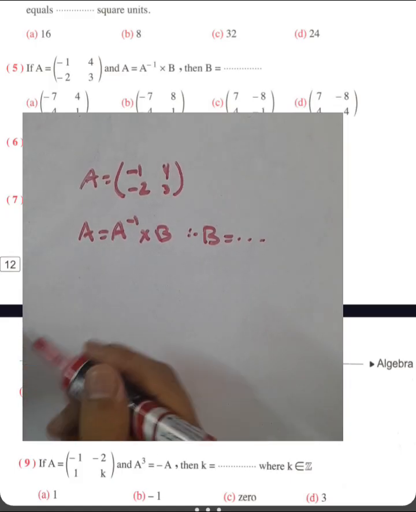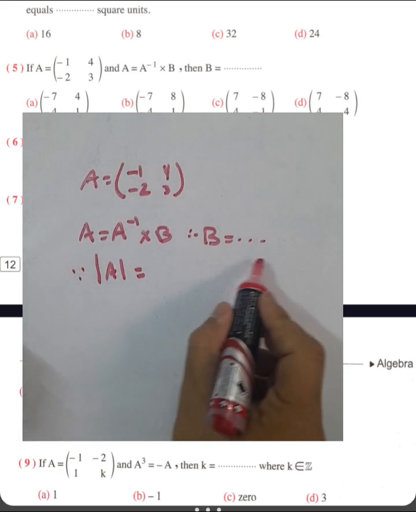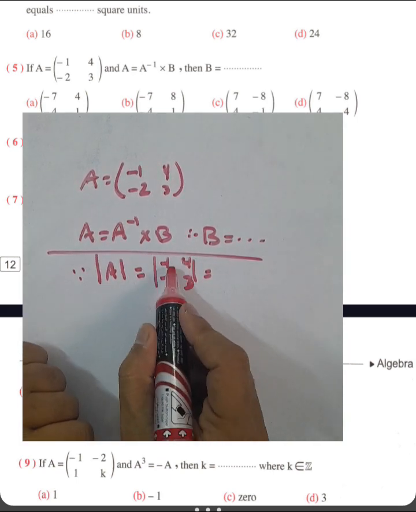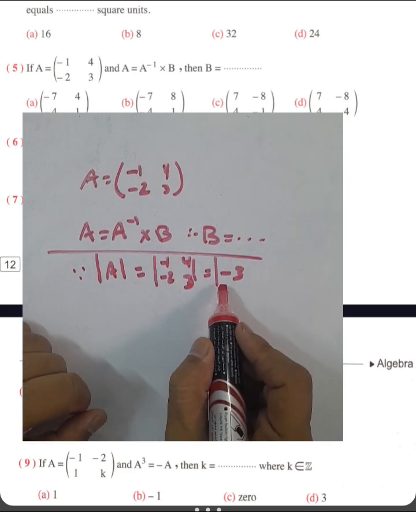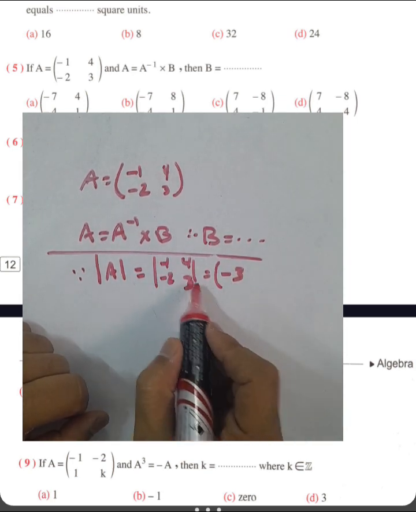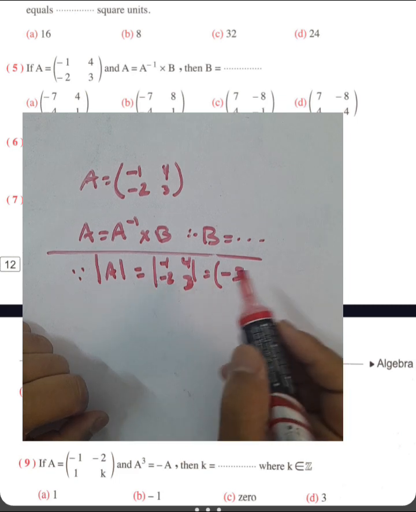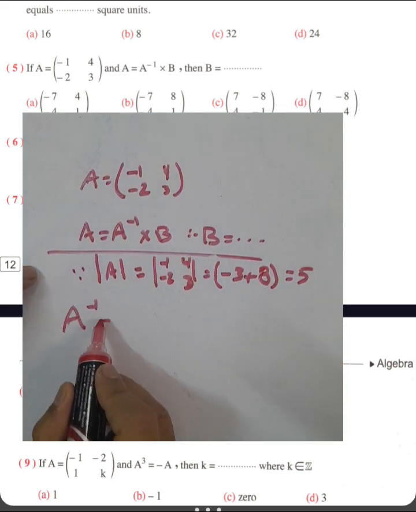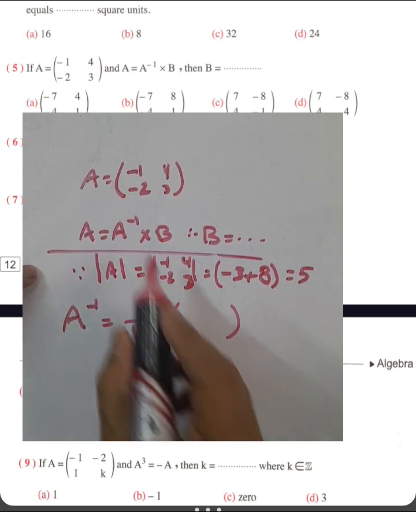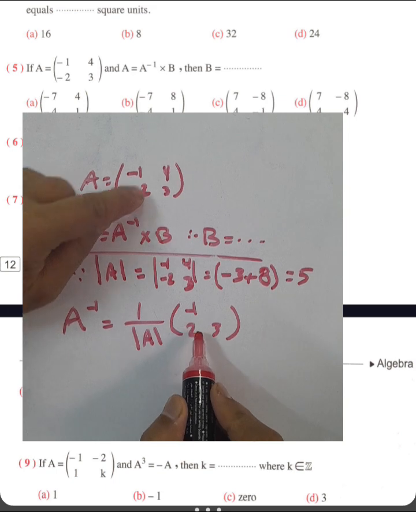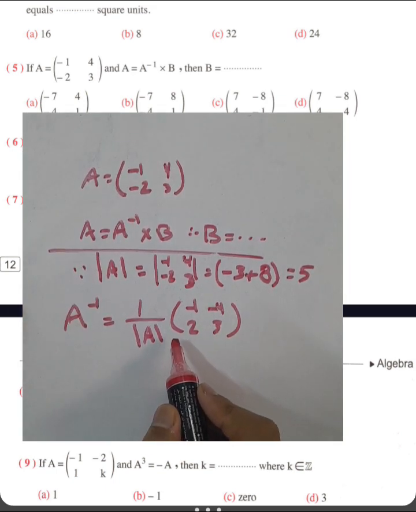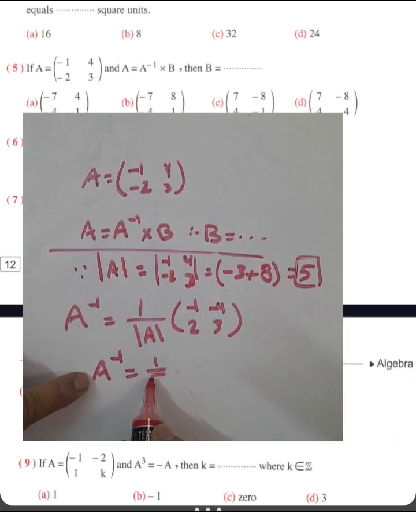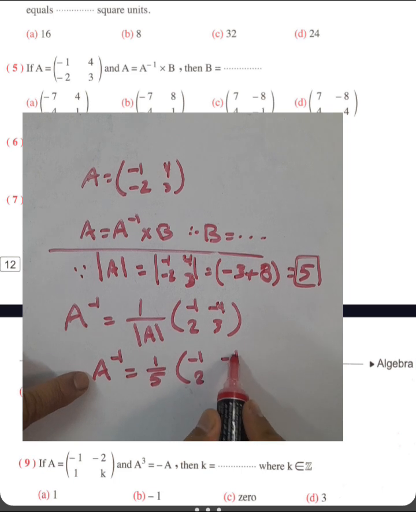First step, we write the determinant of matrix A to solve this example. The determinant of A, with entries negative 1, negative 2, 4 and 3: negative 1 times 3 will be negative 3, and 4 times negative 2 is negative 8, negative times negative will be positive 8, and the result will be 5. Then the inverse will be 1 over delta A times the matrix with 3 and negative 1, and change the sign of negative 2 so it will be 2, and here negative 4. Then we can write the inverse of this matrix: 1 over 5 times 3, negative 1 and 2, negative 4.